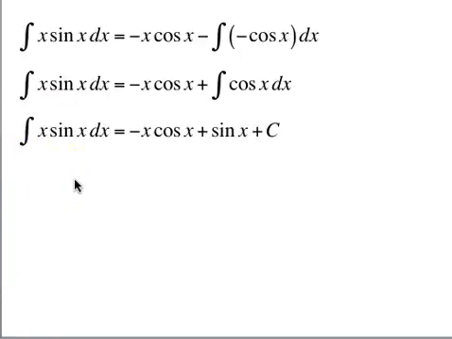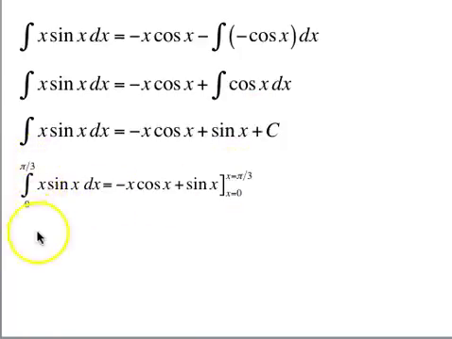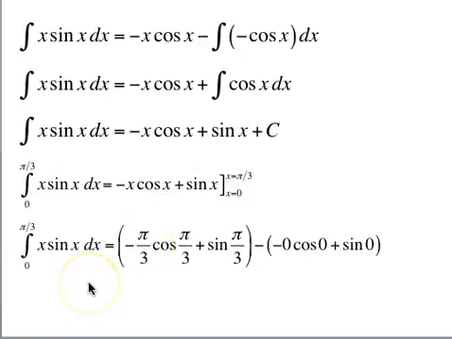But we have a definite integral. We want to evaluate this at some endpoints. So we're going to ignore the c and evaluate the antiderivative at the endpoints and subtract. So the integral from 0 to pi over 3 of this function, take our antiderivative, negative x cos x plus sine x, evaluated as x goes from 0 to pi over 3. It'll give me negative pi over 3 cos pi over 3 plus sine pi over 3 minus quantity negative 0 cos 0 plus sine 0. So we see that with our fundamental theorem of calculus.